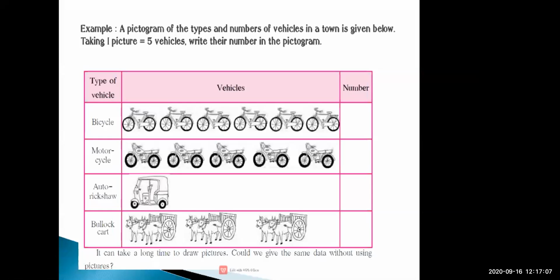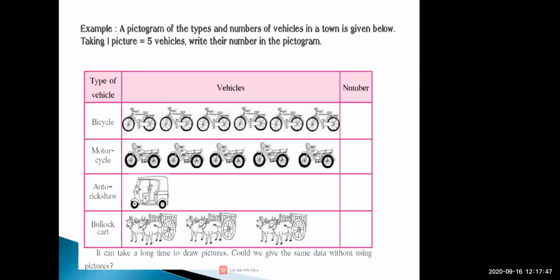Very good. Now the last picture is bullock cart. Now there are how many bullock carts? Very good. There are 3 bullock carts and the total number of bullock carts is 15. That means bicycle you have 30, motorcycle 25, auto rickshaw 5 and bullock cart 15. So these numbers we are going to present in our bar graph.